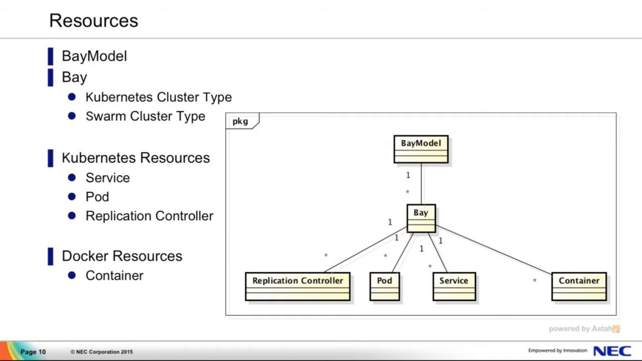Docker Swarm type of Bay has one resource. It is container. Docker Swarm type Bay manages container directly.